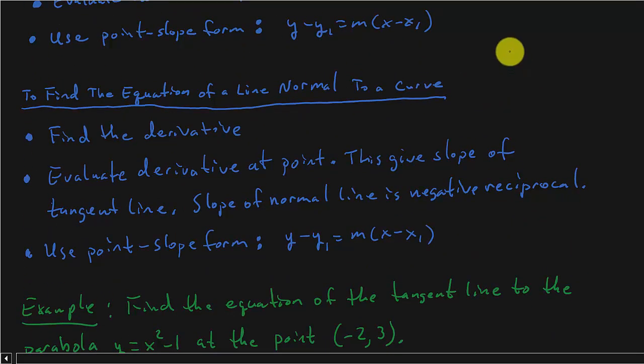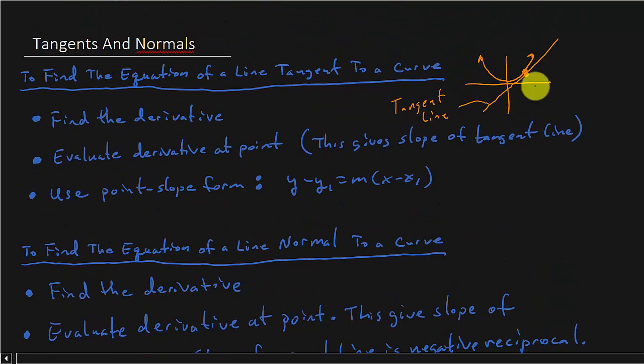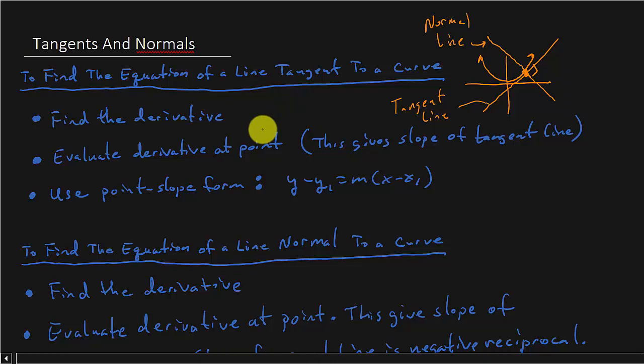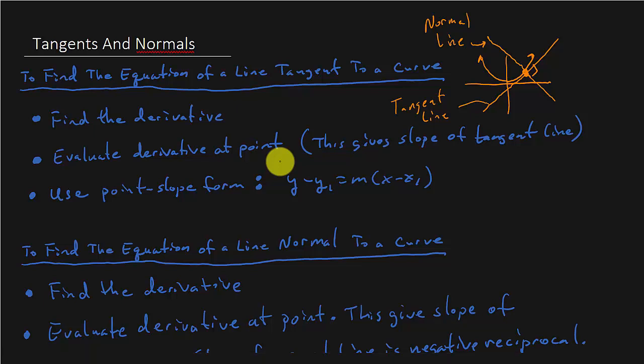Now for the normal line, let's just go up here. The normal line is a line that is perpendicular to the tangent line at that point. This is your normal line right here. You see that you have the tangent line and the normal line, and they're perpendicular. What do we know about perpendicular lines? Their slopes are negative reciprocals of each other. That's why when you're looking for the equation of the tangent line, you evaluate the derivative. That gives the slope of the tangent line, and so the slope of the normal line would be the negative reciprocal of that.